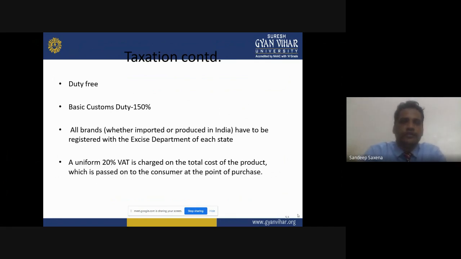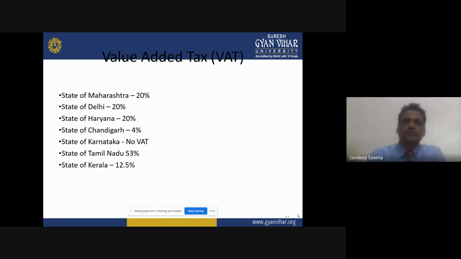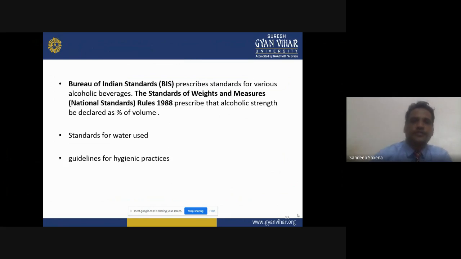Taxation continued, the duty-free basic custom duty. All brands, whether imported or produced in India, have to be registered with the excise department of each state. Uniform VAT is charged on the total cost of the product, which is passed on to the consumer at the point of purchase. Value added tax: the state of Maharashtra is 20%, state of Delhi is 20%, the state of Haryana is 20%, the state of Chandigarh is only 4%, the state of Karnataka, no VAT. The state of Tamil Nadu, there should be 53%, the state of Kerala, it should be 12.5%.